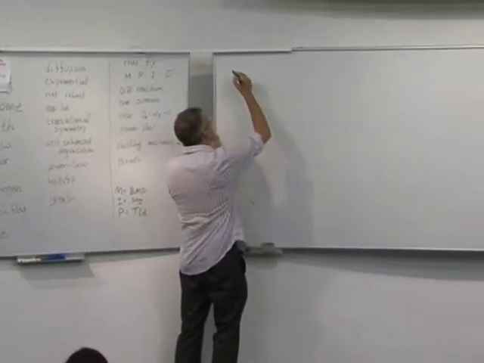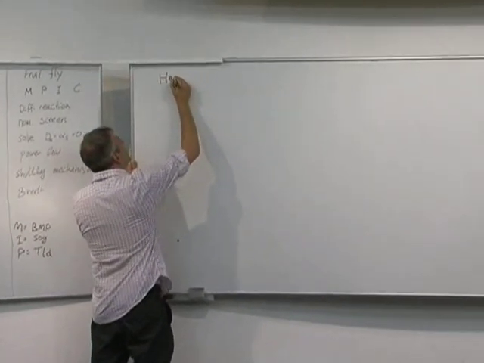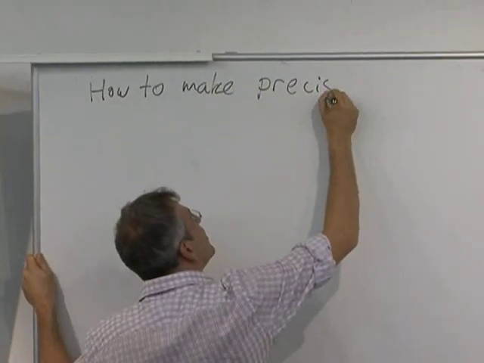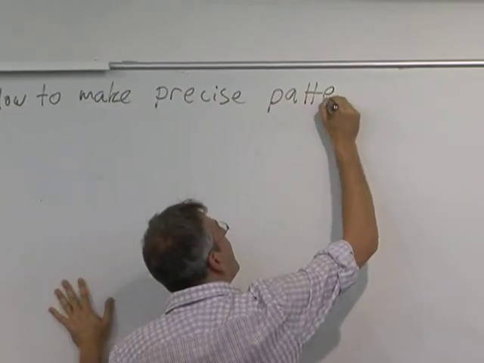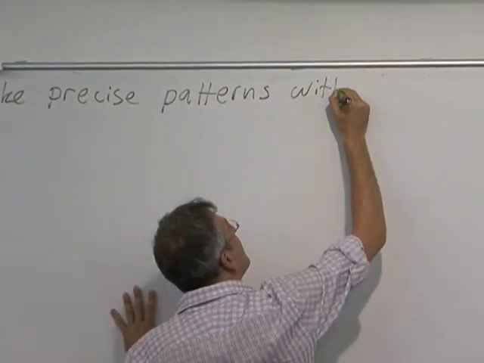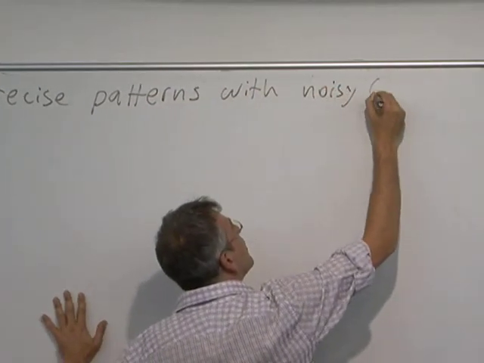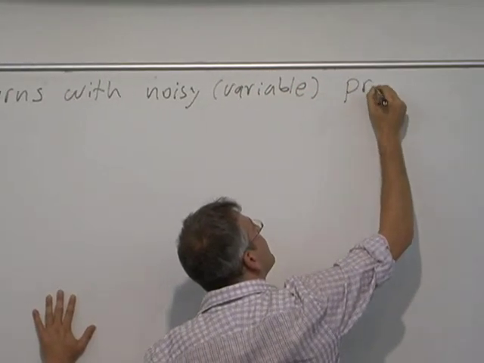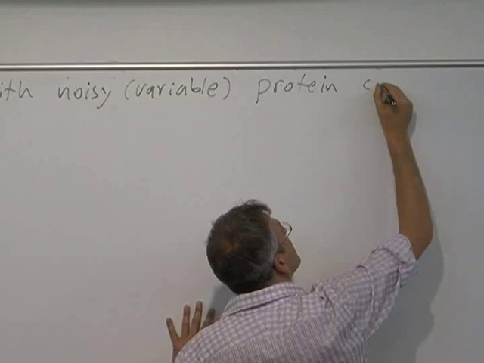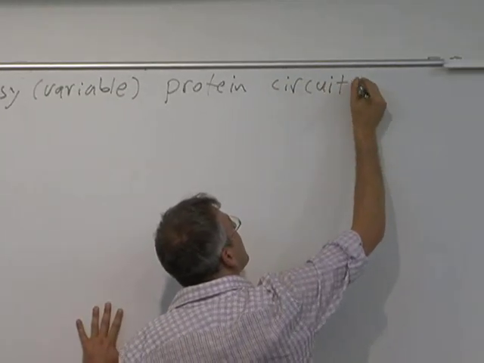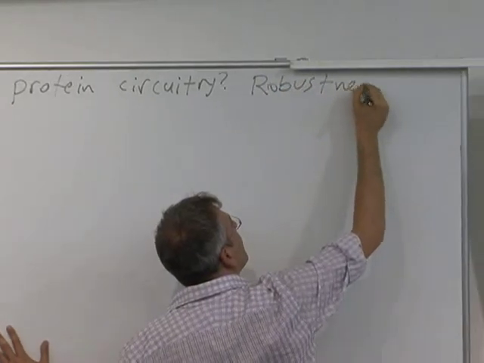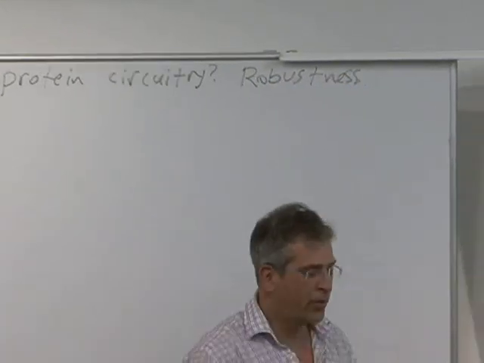So how to make precise patterns with noisy, variable protein circuitry. It's a question of robustness. So let's start with how patterns are formed at all.